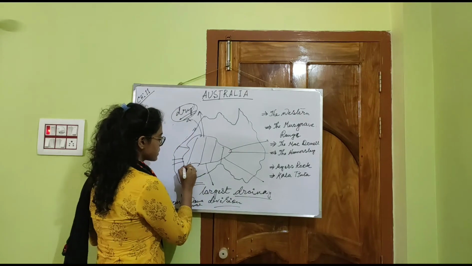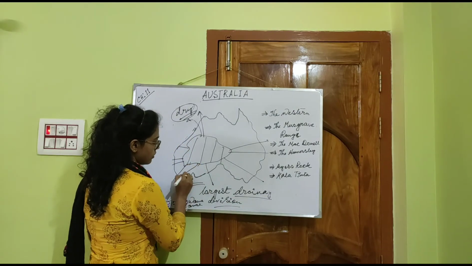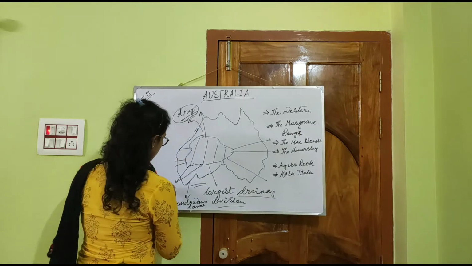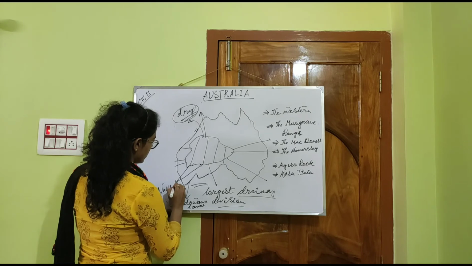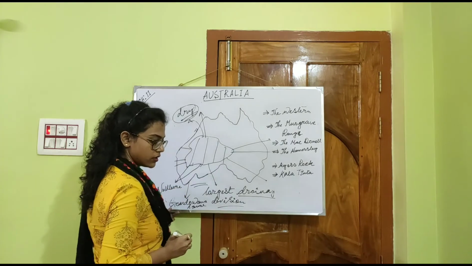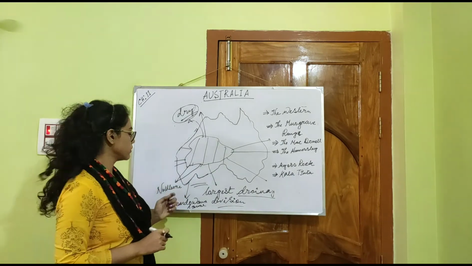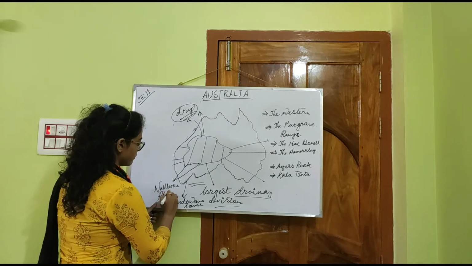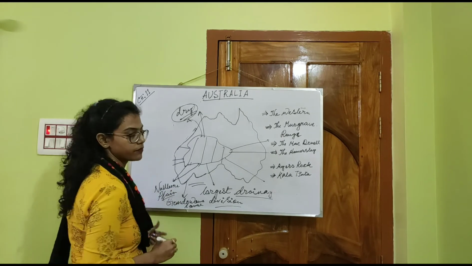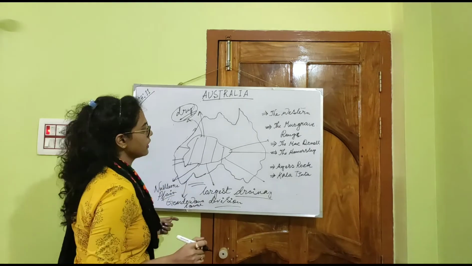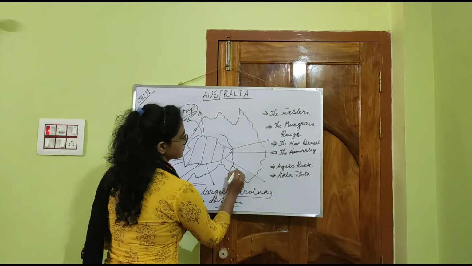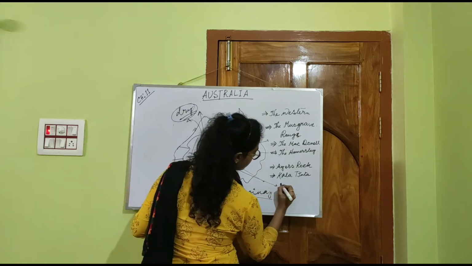In the southern part of the Western Plateau is the Nullarbor Plain. That is the Nullarbor Plain. So the Nullarbor Plain is on this side, and this side is the central lowland.